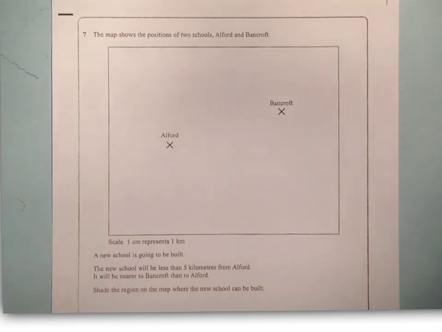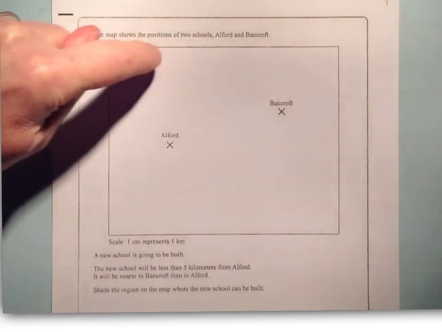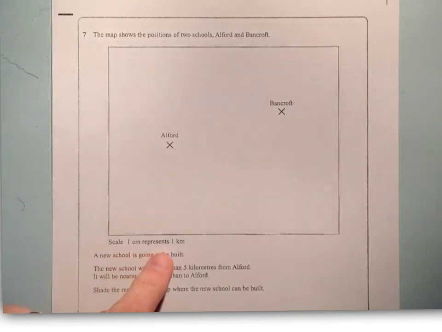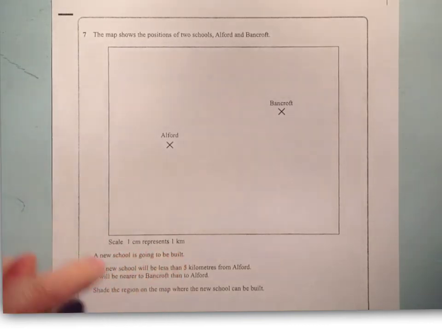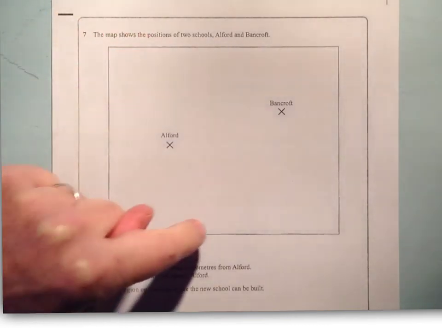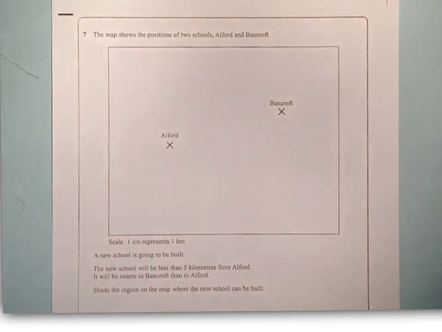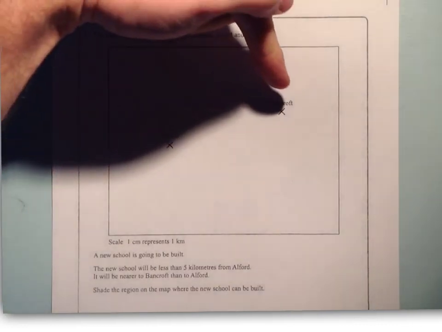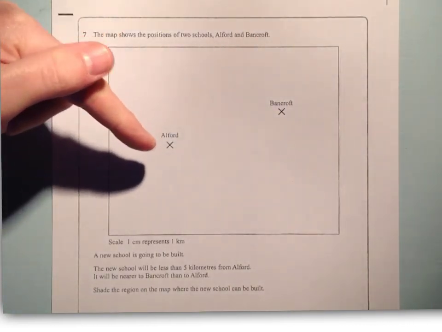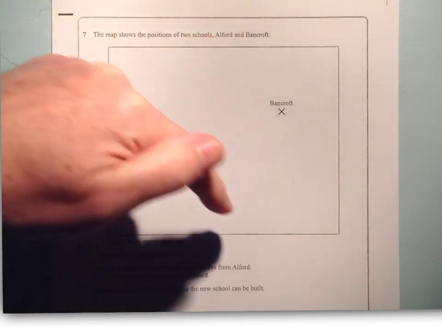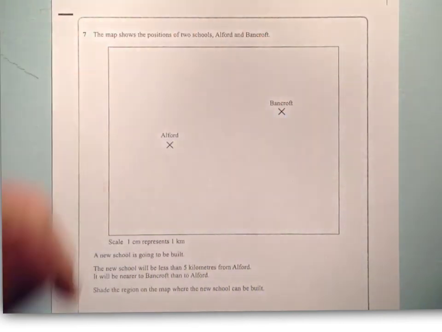So in question 7, we've got a new school that's going to be built, and we've got to do with a scale drawing. So we've got to find something that is less than 5 kilometres from Alford, so we're going to draw a circle. Looking at the scale, 1 centimetre is 1 kilometre, so the radius of that's going to be 5 centimetres. It's got to be inside that circle, and it's got to be nearer to Bancroft than it is to Alford, so we've got to try and find the dividing line, which is equidistant from Bancroft and Alford.